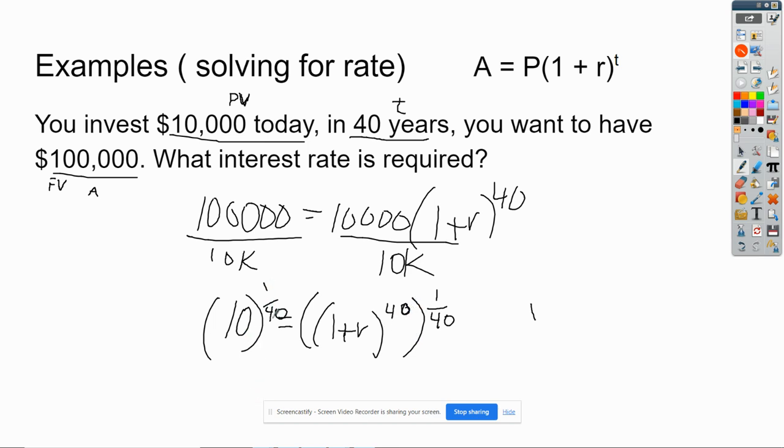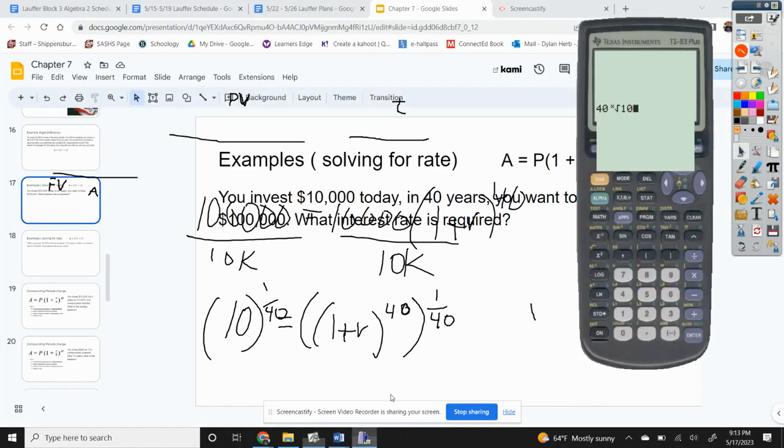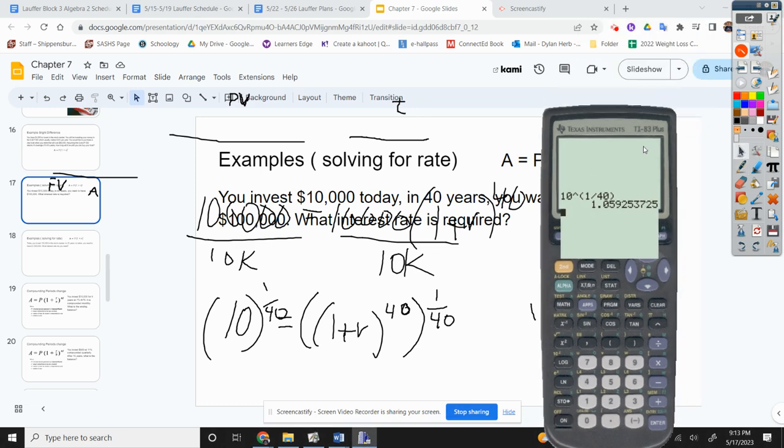What is 10 to the 1/40th power? I don't know. That's why we have graphing calculators. So just take your graphing calculator. Mine's glitched out here, so sorry that this screen's a little lower than it normally is. We're going to do 10 to the power of, and put your 1/40th in parentheses like this. All right, so we get 1.059. We'll round it to 3 decimal spots. So 1.059.